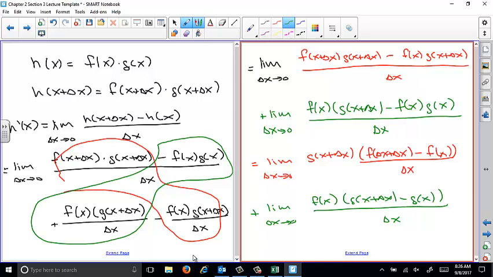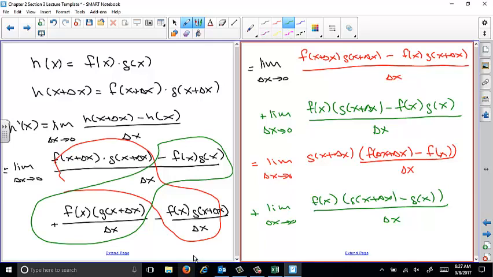So this part is where the indeterminacy is, because if I let delta x go to 0, this will be 0, and this will be 0. This won't be 0. So because there's no indeterminacy here, I can actually take that outside of the limit. The same here, I can take this outside of the limit because it's not indeterminate, and then I can use the definition of the derivative of a function to rewrite the whole thing.